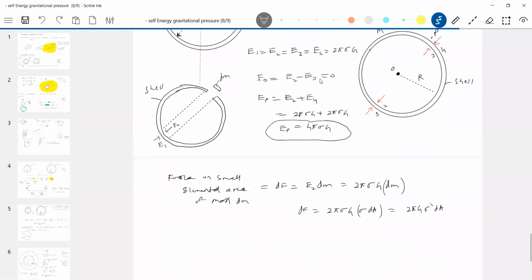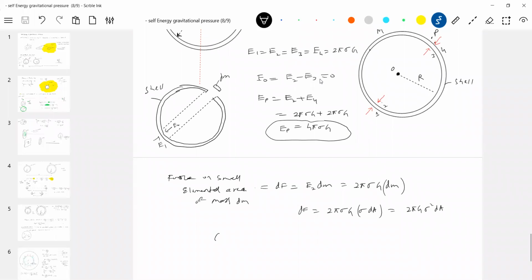So what is the gravitational pressure? Gravitational pressure, Gp, is equal to dF by dA. So this should be equal to 2 pi G sigma square. How will this pressure act? Radially outward, radially inward at all points.